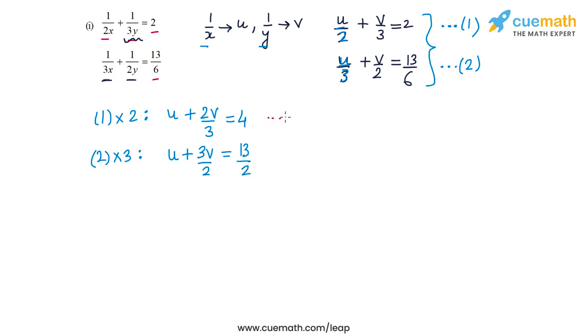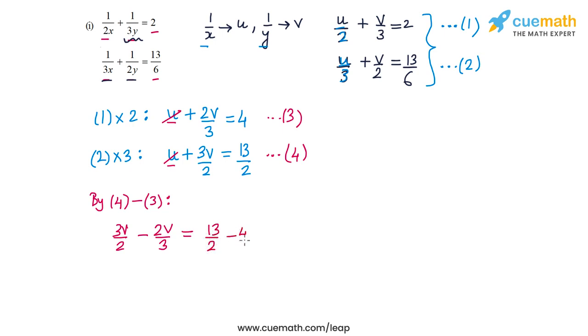And now let's call this equation 3 and let's call this equation 4, and if we subtract the two equations, the u terms will cancel out because their coefficients are the same. So let's do that. So we do 4 minus 3. So what does this give us? So the u terms cancel out, and on the LHS we have 3v by 2 minus 2v by 3, and on the RHS we have 13 by 2 minus 4. So this is an equation in v alone. So let's solve it and find the value of v.